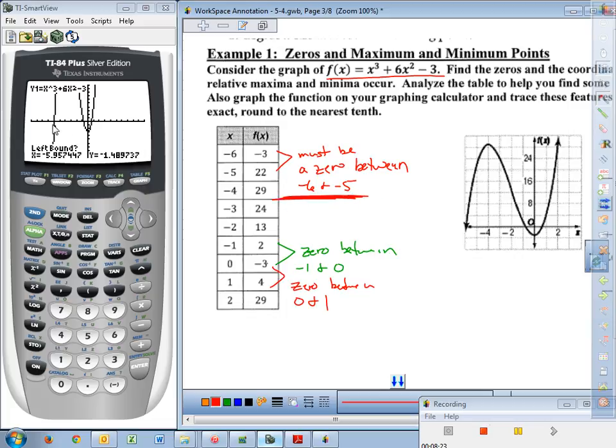So I got my thing below it, real to the left, so I'll hit enter. Then I want to go to the right of it, and it jumped way up there already. And then it makes me guess. I just hit enter one more time. It'll find it for me.